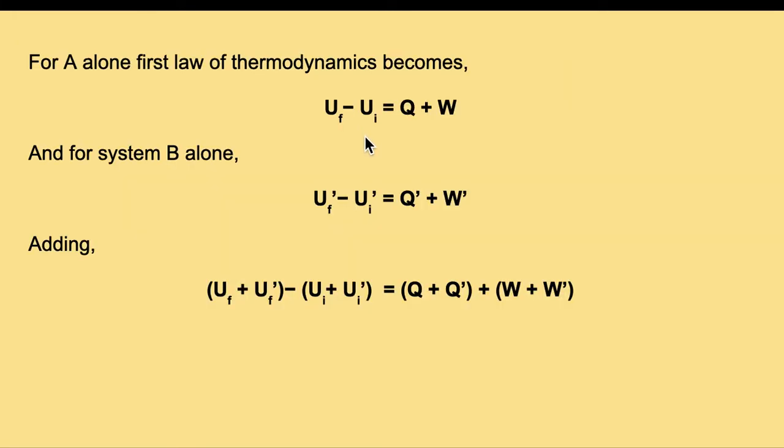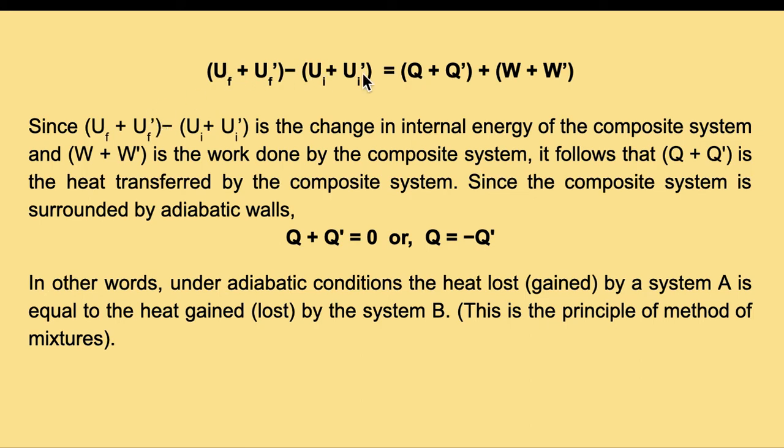So for A alone, you can write the first law of thermodynamics as UF minus UI equals Q plus W. And for system B, you are writing it with the prime letters. That means UF prime minus UI prime equals Q prime plus W prime. And adding, you will be getting UF plus UF prime minus UI plus UI prime equal to Q plus Q prime plus W plus W prime. This is the expression we got.